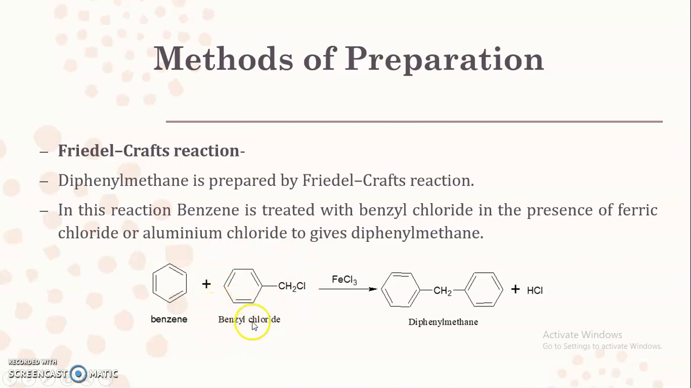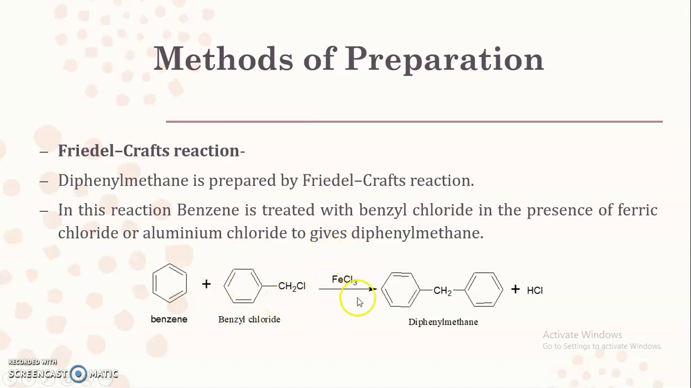Here you can see that this is benzyl, not benzoyl. Already we have discussed the difference between benzyl and benzoyl. Benzoyl is nothing but, instead of CH2, there is a carbonyl, that is C double bond O. And if only a CH2 group is attached directly to the benzene ring, then it is known as benzyl chloride.